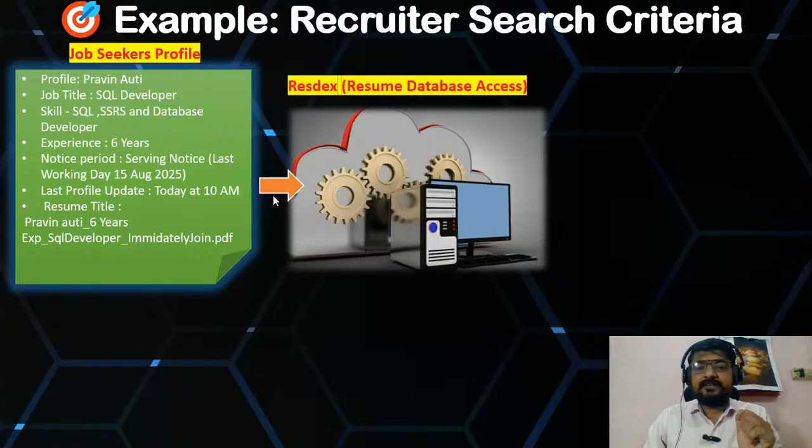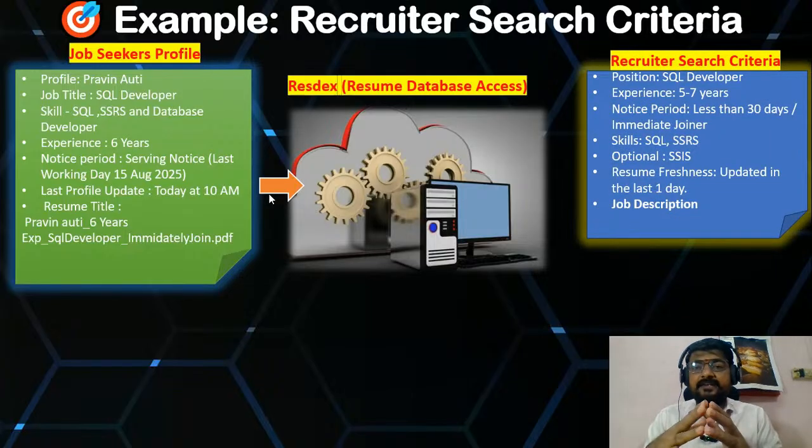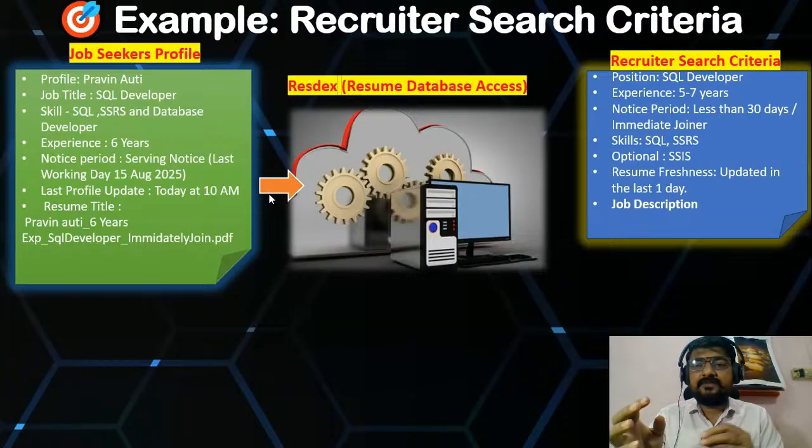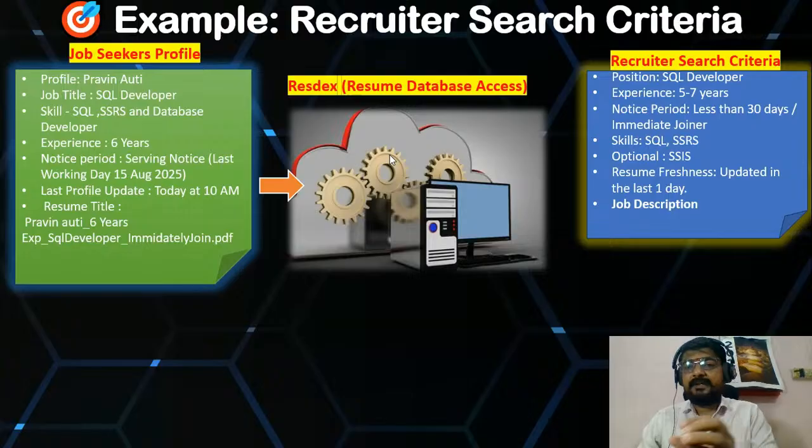Let's consider, for example, an XYZ company. There is a recruiter searching for an opening. There is one opening for a SQL developer, and they are searching for a candidate on the Naukri portal. So how will the recruiter's search criteria be set to find the exact candidate? You can check whether your profile matches this opening.